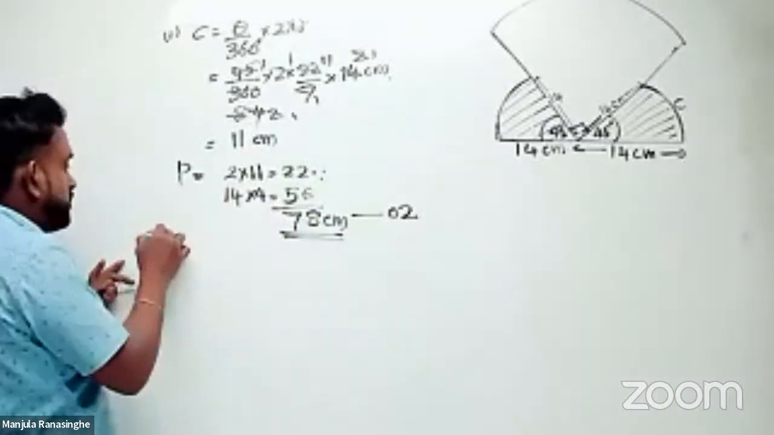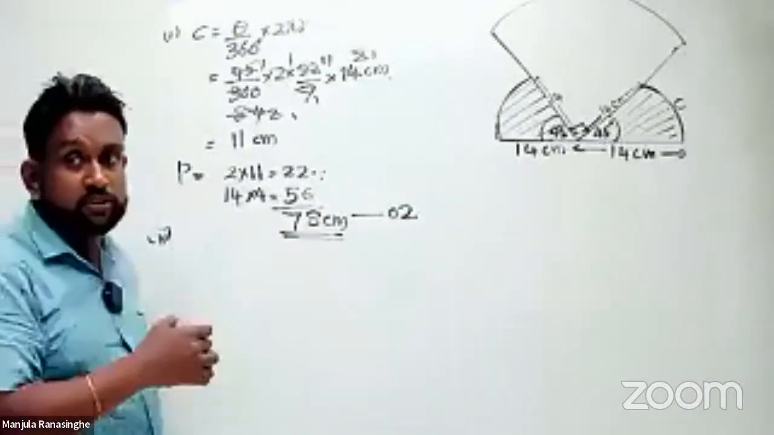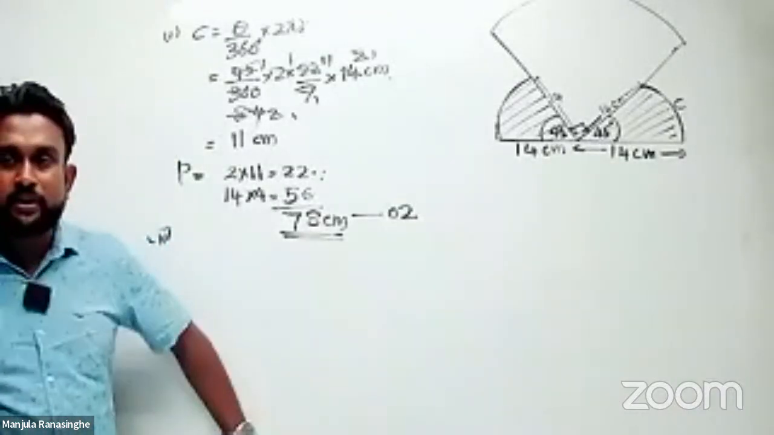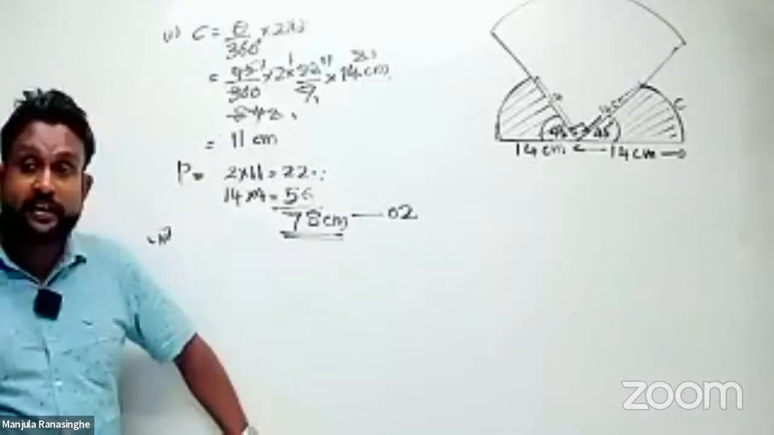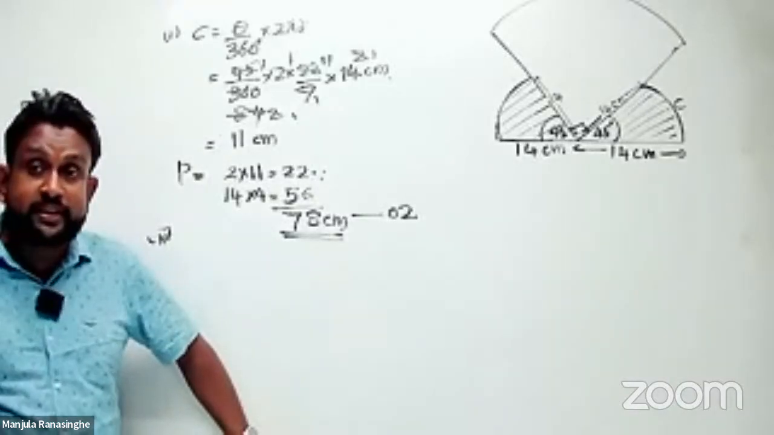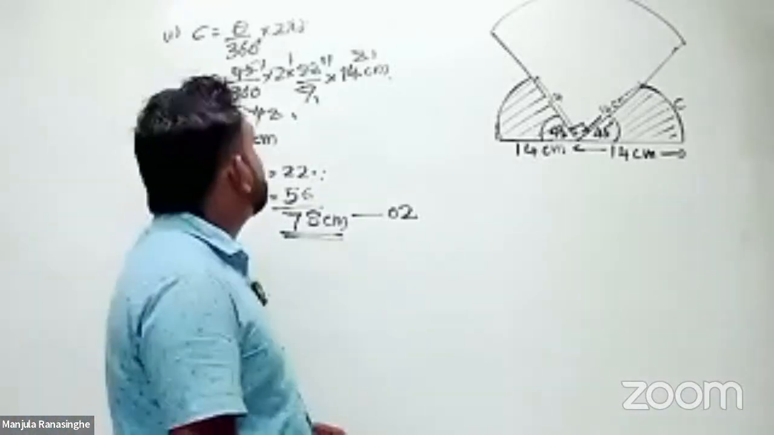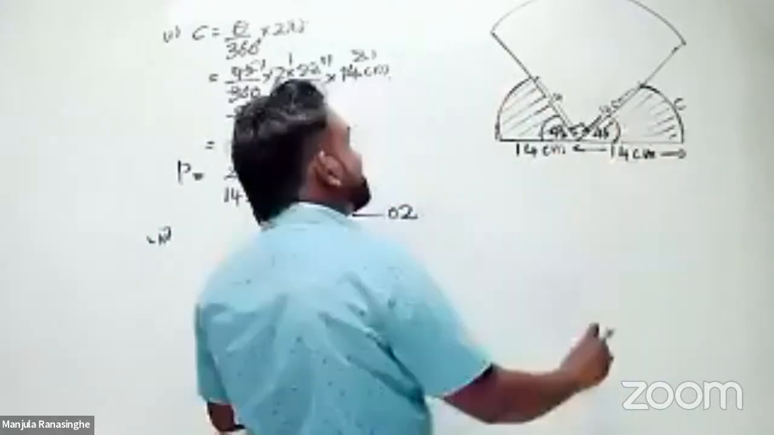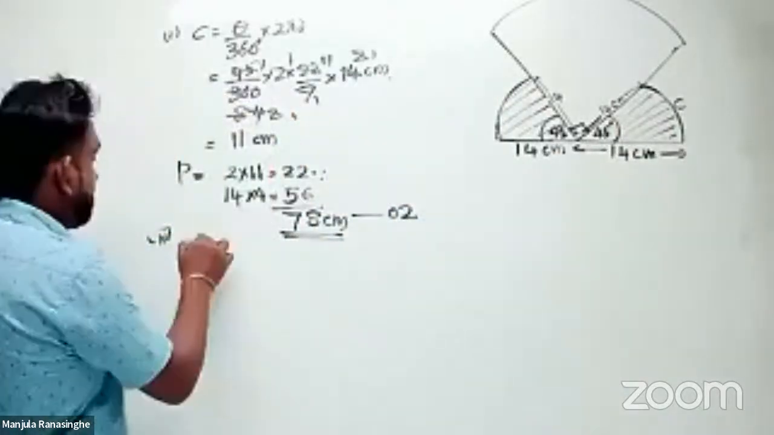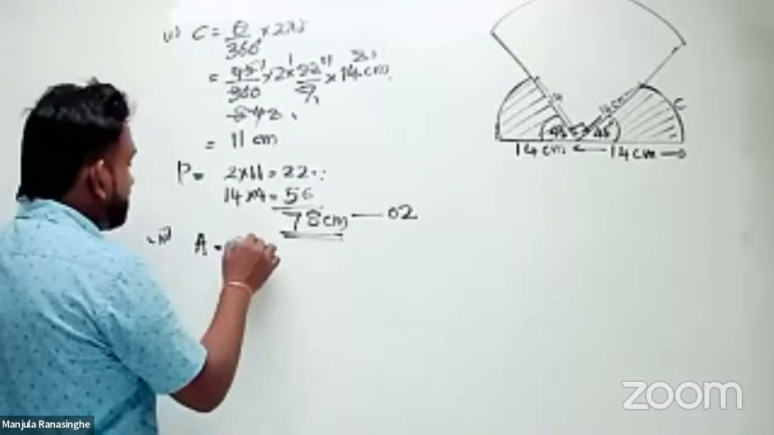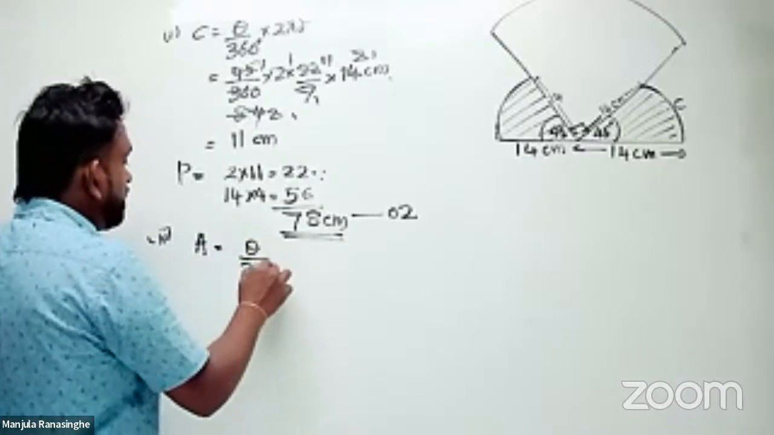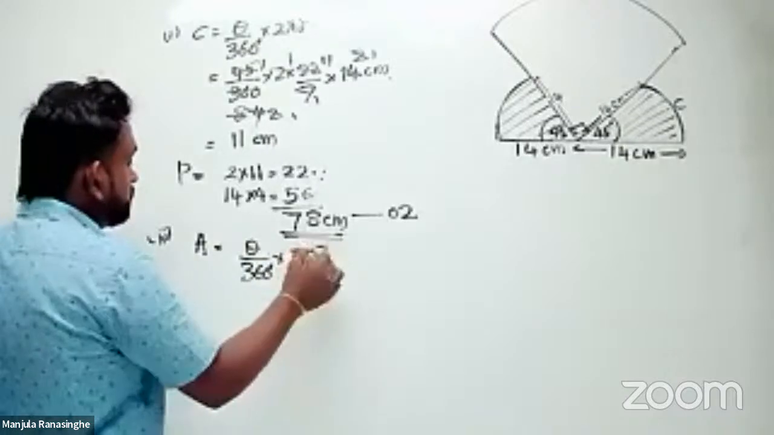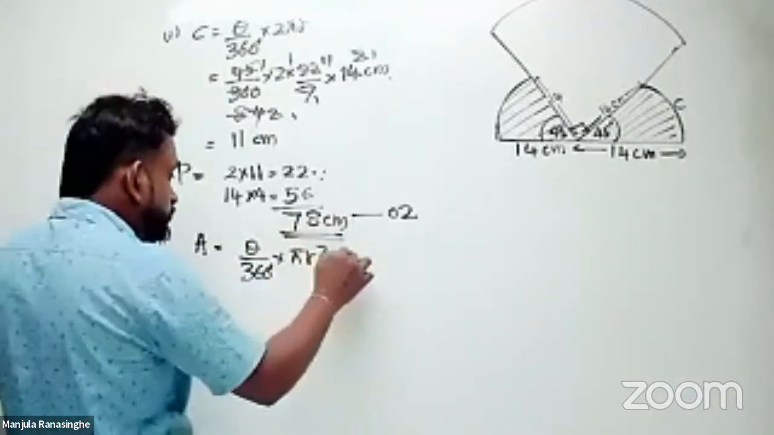So for part 3, finding the perimeter of the shaded part is 2 marks. Next, find the area of the shaded part. Area means this sector area. So how to find the area of a sector? Theta upon 360 into pi r squared. That is one sector, into 2.